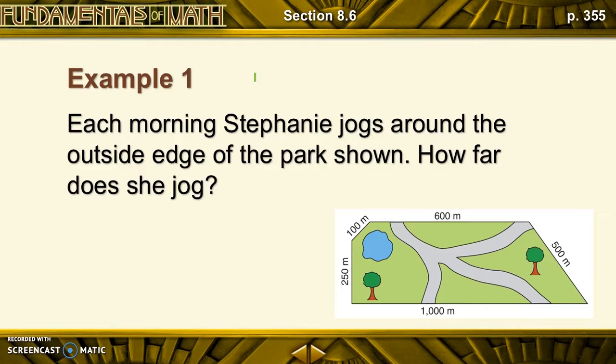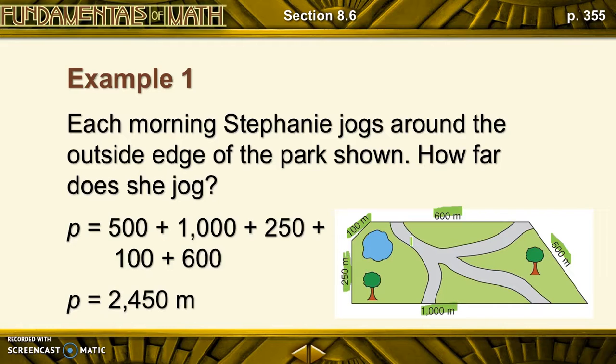Okay, so when we add up all the sides, I like to either highlight or check off each side as I'm adding it so that I remember that I have added it. So I have 100 plus 600 plus 500 plus 1,000 plus another 250. And that is going to give me a total of 2,450 meters all the way around the outside of the park.